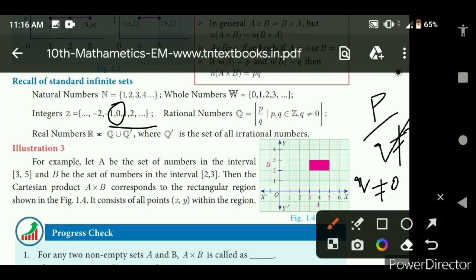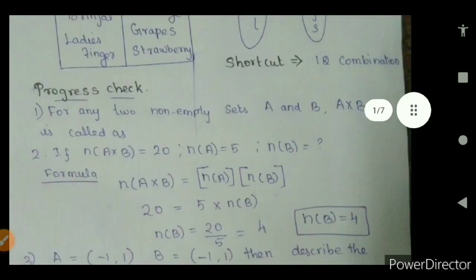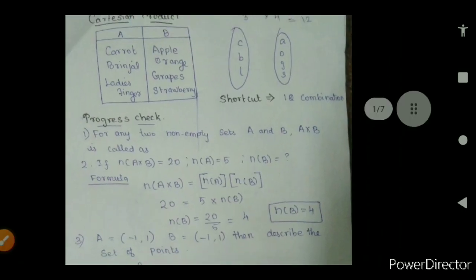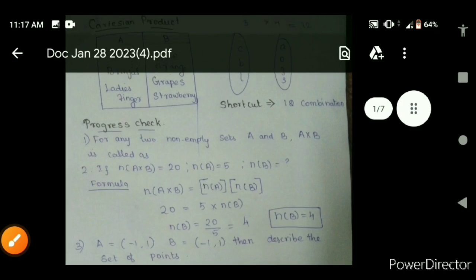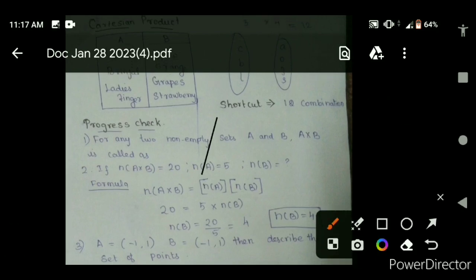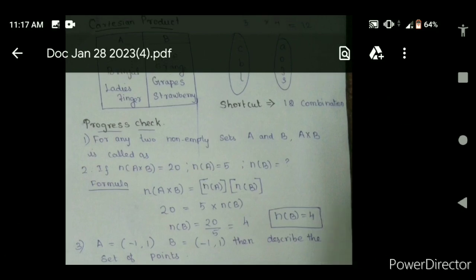We will see the progress check. Non-empty sets A and B. A cross B is called the cross product of A and B. It is called the Cartesian product. We should write Cartesian product.